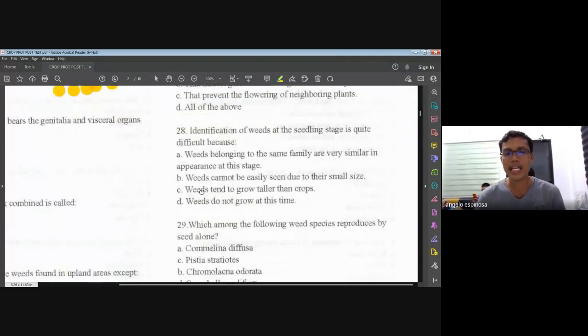Next, number 28, identification of weeds at the seedling stage is quite difficult because bakit? Bakit mahirap i-identify ang weeds? Dahil the correct answer is letter A because weeds belonging to the same family are very similar in appearance at this age. Kasi nga, yung mga major plants natin, pag seedling stage pa lang sila, magkaparehas, magka-equal yung kanilang appearances. That's why it is difficult to identify weeds.